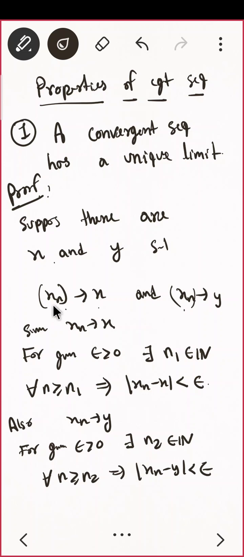Xn converges to x, I am writing the definition of that. Xn converges to y, I am writing the definition of that. Okay, now I want to combine both the things, correct? So try to see this term. When xn converges to x, I am having an n naught. Let me just draw it, then it will be quite clear to you.